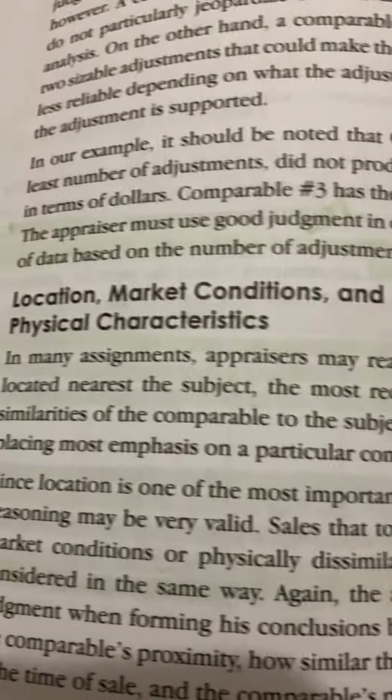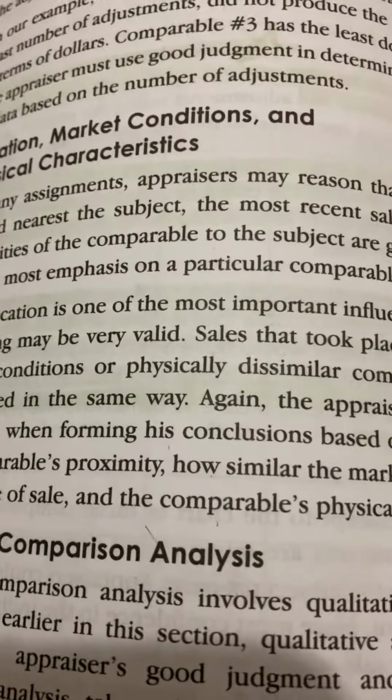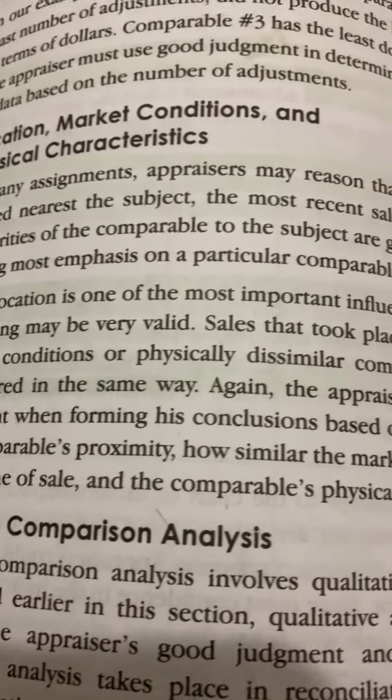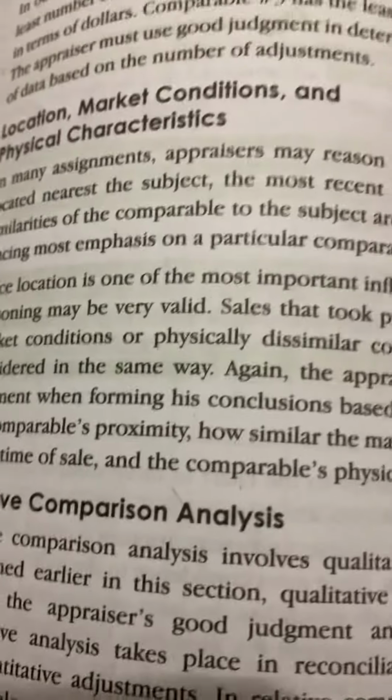Location, market conditions, and physical characteristics. In many assignments, appraisers may reason that the comparable located nearest the subject, the most recent sale, or the physical similarities of the comparable to the subject are good reasoning for placing most emphasis on a particular comparable sale. Since location is one of the most important influences on buyers, this reasoning may be valid.